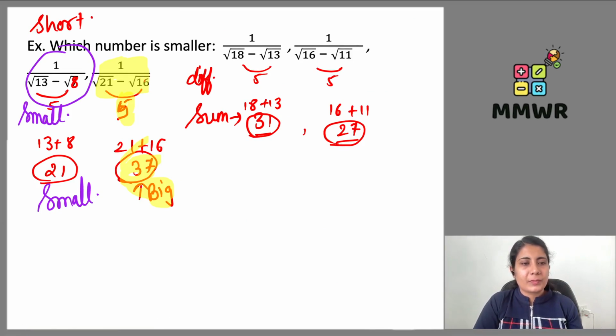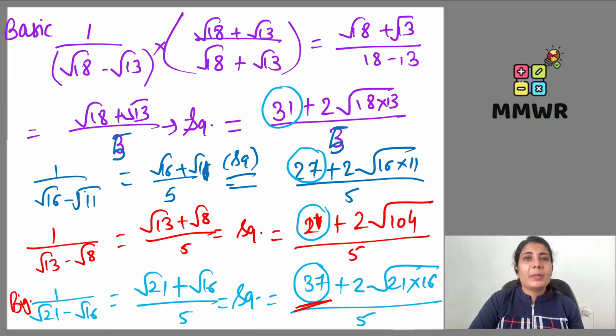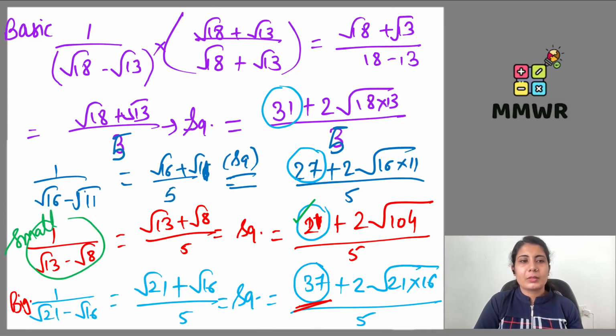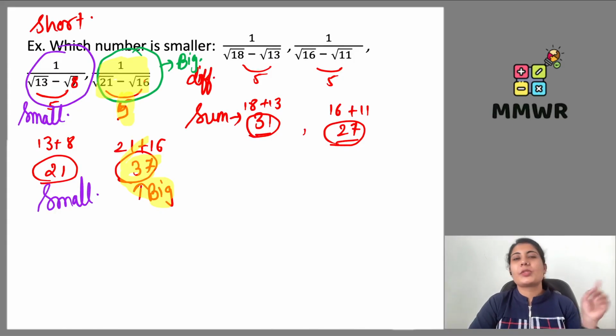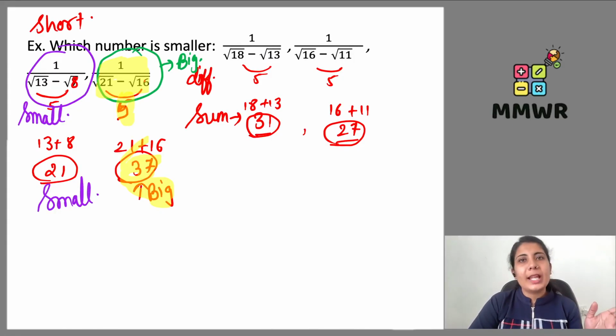Let me change the color. Yes, this is the big one: 1 upon root 21 minus root 16. And the smaller one is this one, 1 upon root 13 minus root 8. I hope you understood the reason. With the help of the basic method, it's so easy to keep the relation.